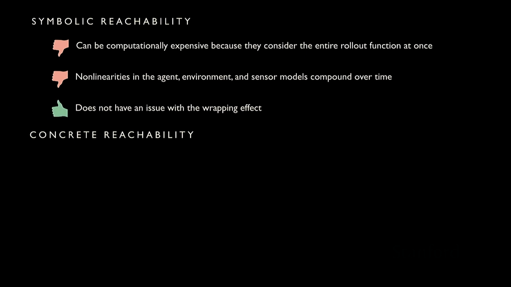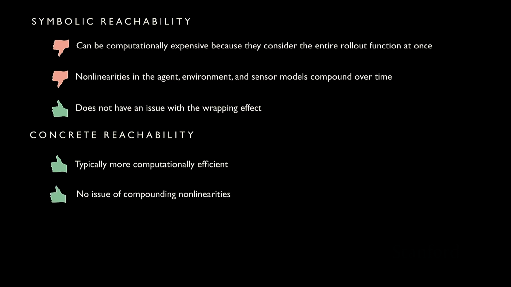One thing that's nice is it doesn't have an issue with the wrapping effect, and you're like, what the heck is the wrapping effect? We haven't even talked about that. It's a thing that concrete reachability has an issue with, so we'll get there in a second. Okay, so concrete reachability is more computationally efficient, because now we're just doing one step at a time, so we only have to consider one step of our system when we're taking gradients and all that stuff. We don't have this issue of compounding nonlinearities because we're just doing the nonlinearity in a single step every single time, so that can decrease the amount of over-approximation.